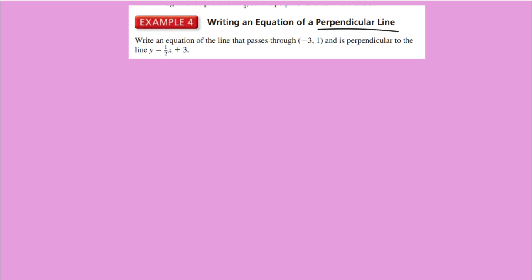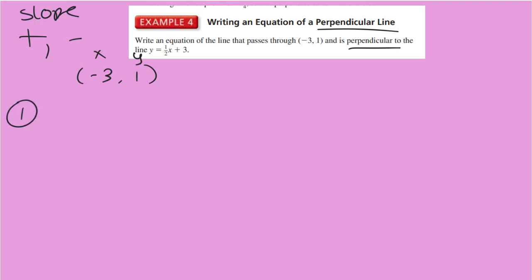We're going to write an example for an equation of a perpendicular line. So we recall a perpendicular line has to have what? Reciprocal slopes, okay? So one positive and one negative slope, but be reciprocal, okay? So here we have our points, which is -3 and 1. This is x and this is y. Our first line is y equals 1/2 x plus 3.